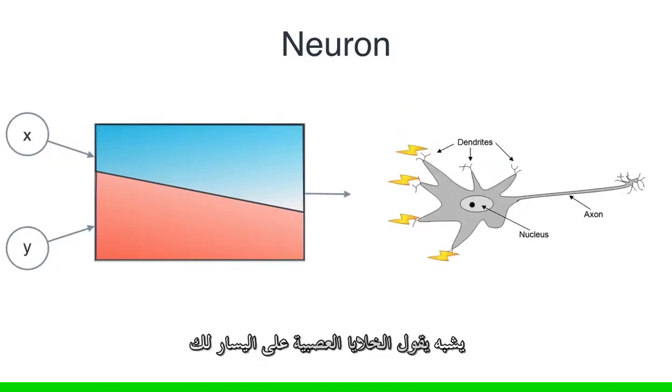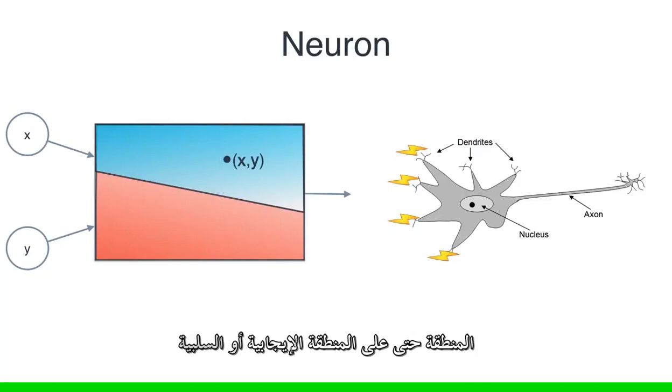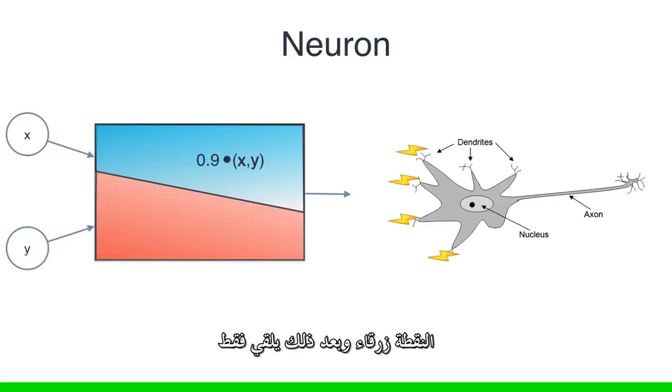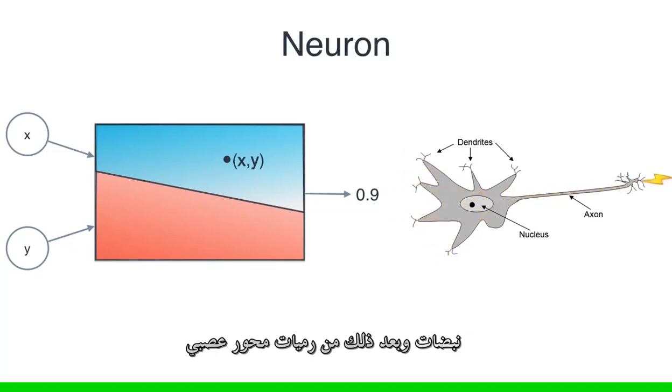On the left, you have the two entering points, x, y, and what this does is it checks if the point x, y is in the blue area or in the red area, so in the positive or negative area. It calculates the probability that the point is blue, and then it just throws out that 0.9. In the brain, we have the neurons that take, on the dendrites, a bunch of nervous impulses as input, and then from the axon throws out another nervous impulse. So this is sort of the analogy that's happening here.